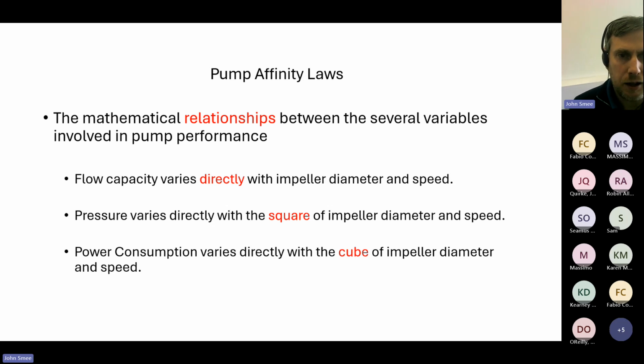And the final affinity law, which is possibly the one we're most interested in for the purposes of this conversation, says the power consumption of a pump varies directly with the cube of the impeller diameter and speed. Again, nonlinear. In layman's terms, this is a more extreme version. What it means is that speed variations will have disproportionate effects on power consumption, just as they have disproportionate effects on the pressure, but it's more pronounced here.